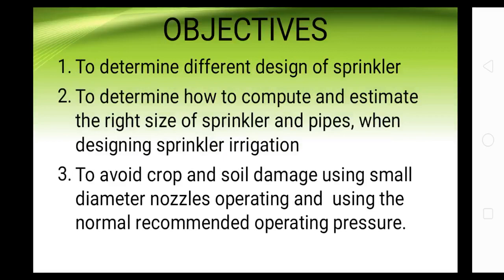These are the objectives. First is to determine different designs of a sprinkler. Second, to determine how to compute and estimate the right size of sprinkler and pipes when designing sprinkler irrigation. To avoid crop and soil damage, use small diameter nozzles and operate at the normal recommended operating pressure.